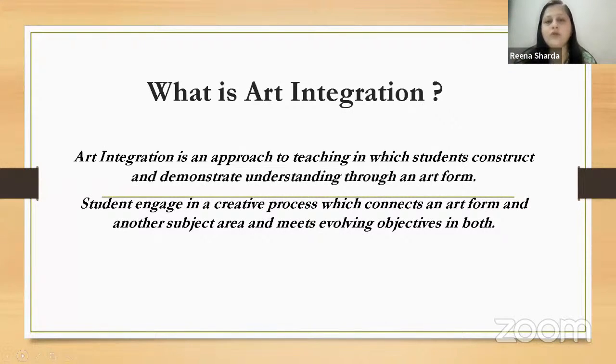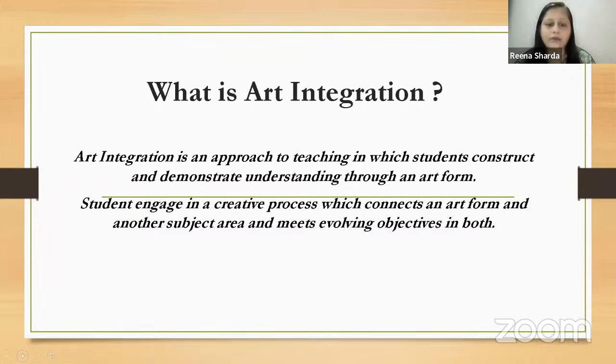Now, before knowing what art integration is, first we should know what integration is. Integration is the process of blending two substances so that they merge with each other seamlessly. So when we integrate art with maths, that means we merge the two subjects so nicely that the students don't know that they are learning something new, and they are learning maths through the way of art. They don't differentiate between art and math. The two subjects are integrated so well.